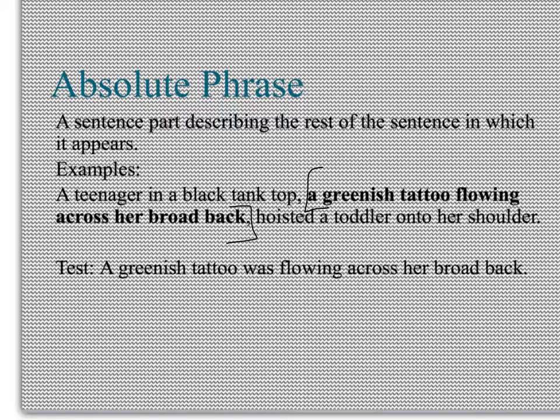There is a test you can do if you have a phrase in the middle, and that's putting was or were within that phrase. If it makes sense, then it's an absolute phrase. A greenish tattoo was flowing across her broad back. So you could actually take that and turn it into a sentence, and that's what makes it the absolute.